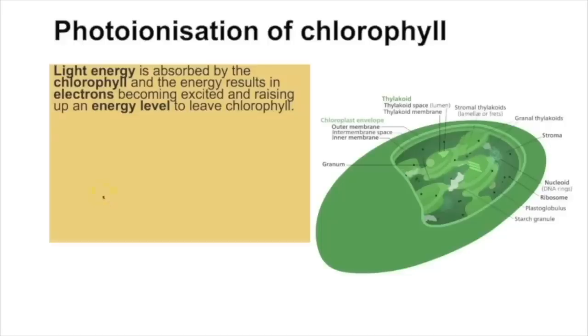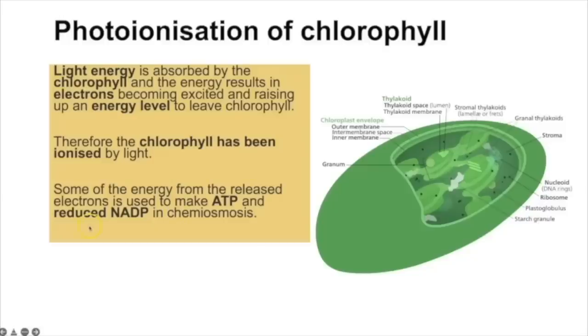Photoionization of chlorophyll, again, is to do with light, because we've got photo. So light energy is absorbed by the chlorophyll, and the ionization part is referring to the fact that the light energy results in the electrons gaining energy. We describe that as them becoming excited and raising up an energy level. And that causes the electrons to leave the chlorophyll, and therefore the chlorophyll has been ionized. Some of the energy from the released electrons is used to make ATP and reduced NADP in chemiosmosis.